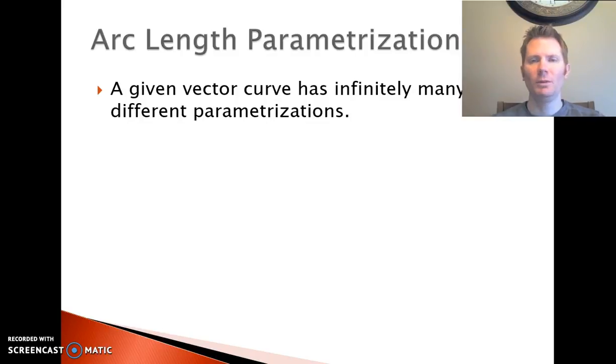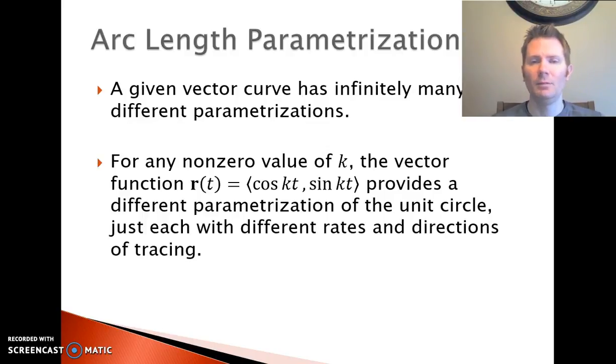Alright, we're going to talk about different parametrizations. A given vector curve has infinitely many different parametrizations. We've looked at ways to do that with, say, the unit circle. You could parameterize it by cosine t, sine t. You could parameterize it by sine t, cosine t. You could also parameterize it by cosine kt, comma, sine kt. As long as those k values are the same, we would have different rates and directions of tracing, but they would all produce the same unit circle.